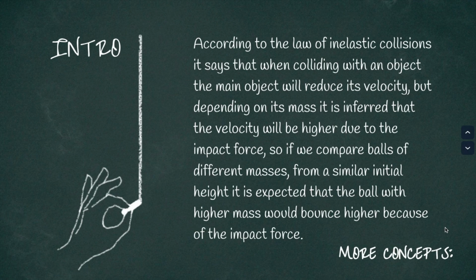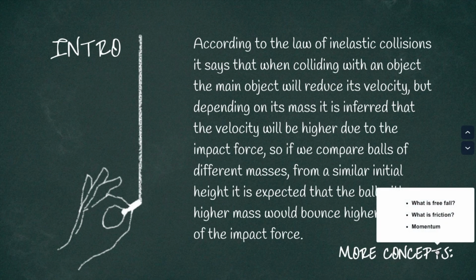More concepts applied in this research are free fall, which is defined as a motion of an object where gravity is the only force acting upon it. Friction is the force between two surfaces that are sliding or trying to slide across each other. That's the reason why it always works in the opposite direction to the direction in which the object is moving or trying to move. Momentum can be defined as mass in motion. All objects have mass, so if an object is moving, then it has momentum.